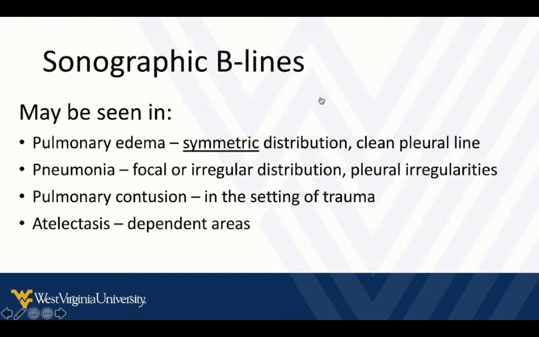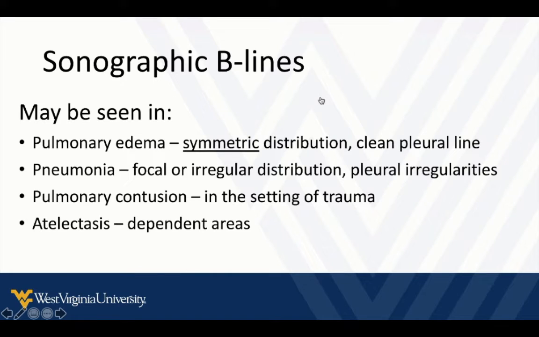So if it's pulmonary edema, they're going to have a pretty symmetric and uniform distribution, and you're going to have a pretty clean pleural line. With pulmonary edema, we're just seeing interstitial fluid. Sometimes we'll see some pleural effusions as well. Some of the other things where you can see B lines are pneumonia. Now in pneumonia, they're usually going to be in a focal area or very irregularly distributed, and we're usually going to see some pleural irregularities or even some infiltrates or consolidations, and we'll show you what those look like.